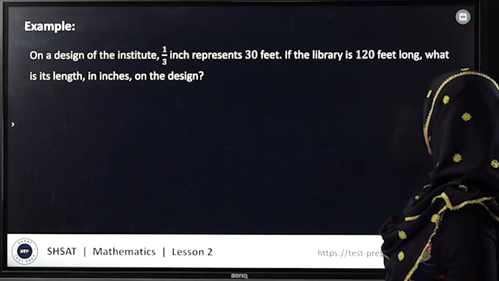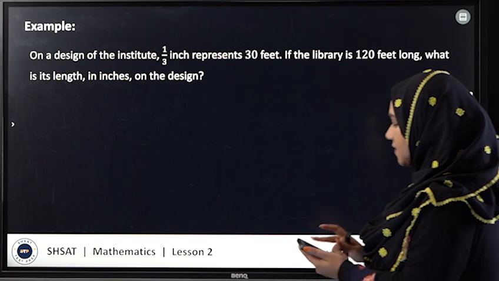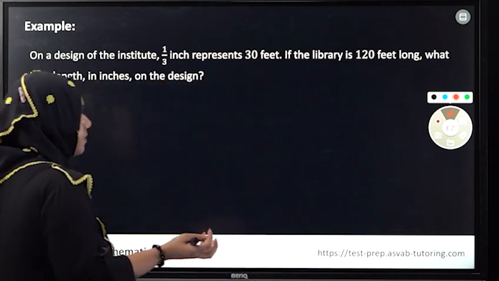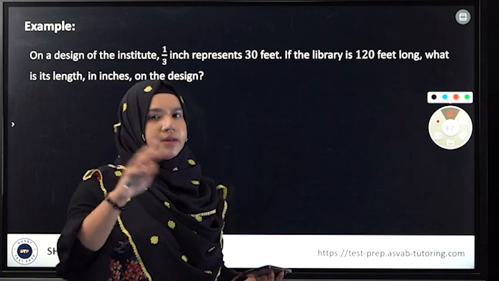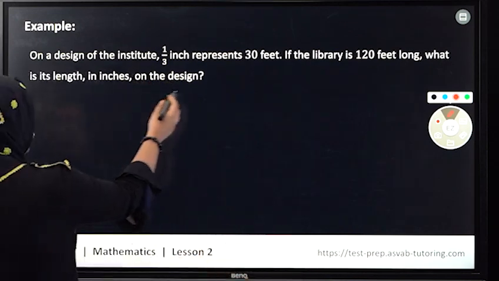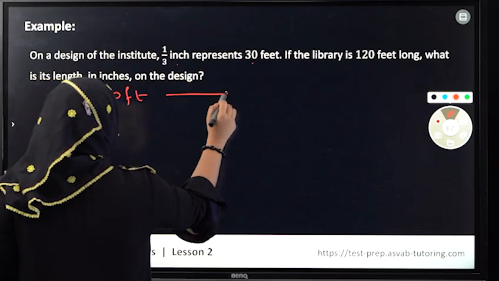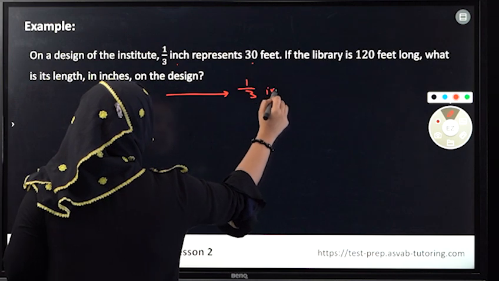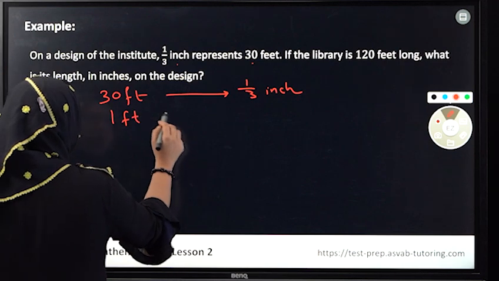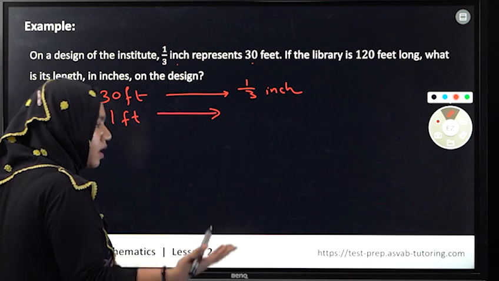On a design of the institute, 1/3 inch represents 30 feet. If the library is 120 feet long, what is the length? So basically, in mathematical terms, we call this the unitary method, okay? Because we can see that 30 feet represents 1/3 inch, the first step is to figure out what 1 foot represents. 1 foot most definitely is going to represent much smaller, because that's what architects do, right?